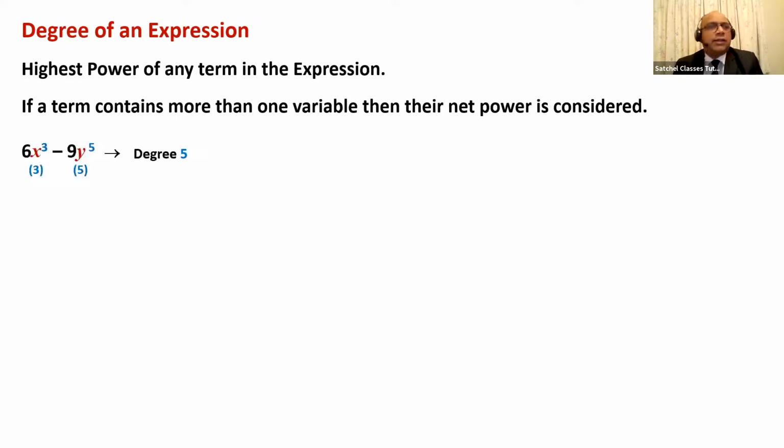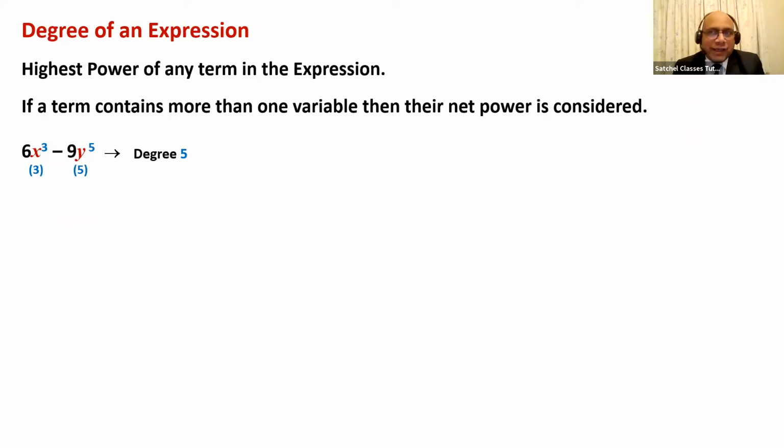So in this case, if you look at it, this is a binomial: 6x cubed minus 9y to the power of 5. The first term has a degree of 3 because the variable has a power of 3, whereas the second term has a degree of 5 because the variable is raised to a power of 5. So this algebraic expression has a degree of 5 because 5 is the highest power of the variable present in this particular expression.